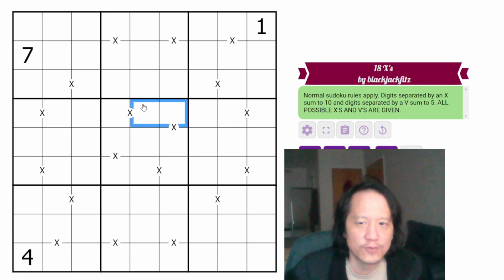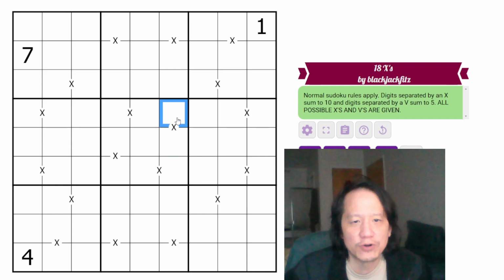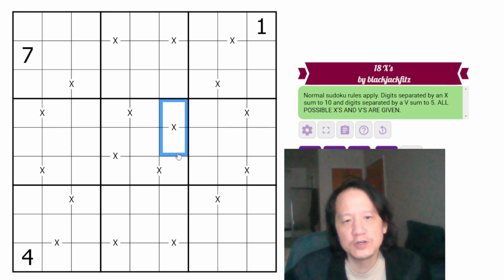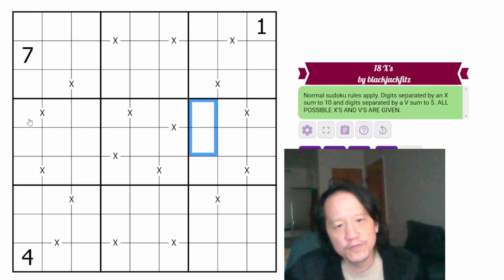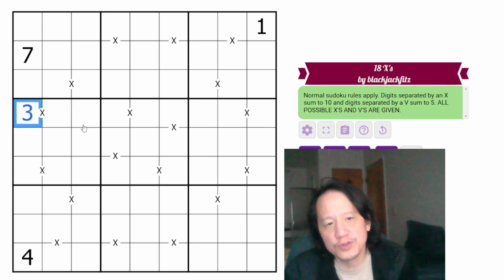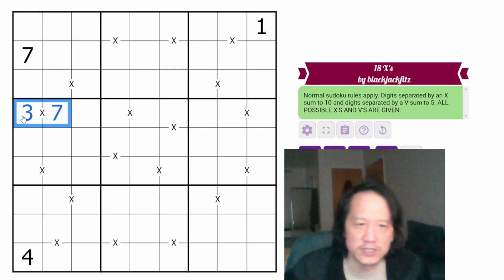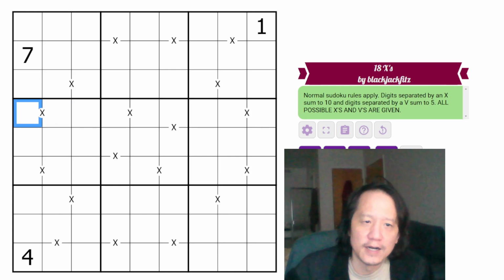So specifically for this all-possible X's and V's, you're looking at two cells that share an edge. If two cells share an edge and add up to 10, they will have an X in between them. And if two cells share an edge and add up to 5, they will have a V in between them. So for example, if this were a 3, this would have to be a 7 because these two digits add up to 10. And those are all the rules.